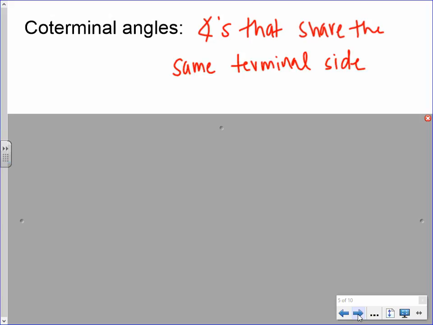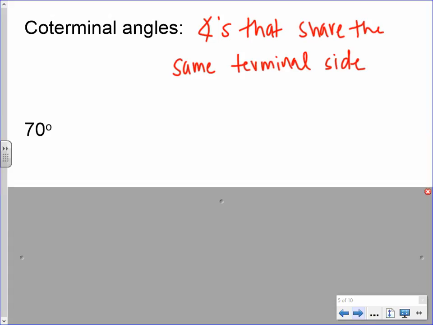20 degrees, 100, and 380 degrees. Okay, so 20 degrees and 380 degrees are coterminal because they have the same terminal side. They also have the same initial side. Okay? So what did he do to get from 20 degrees to 380 degrees? He added 360. Okay? What if you went the other way? Okay, we could subtract 360 and say that negative 340 degrees is coterminal. Okay?